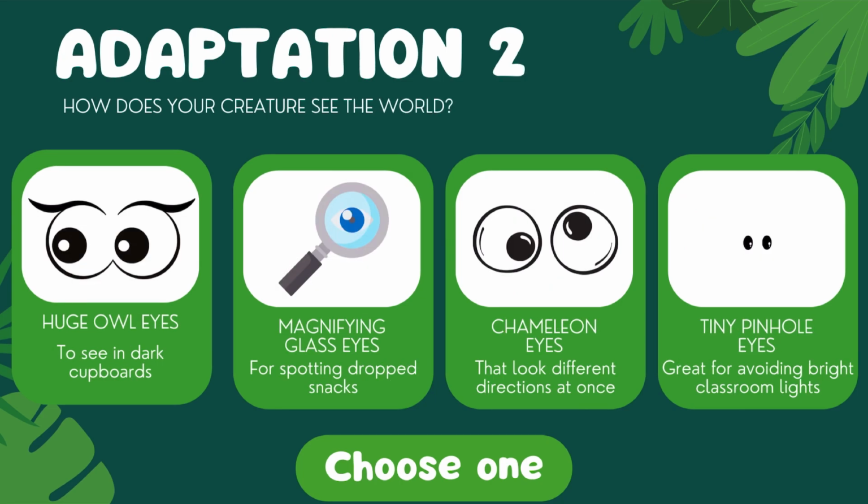So for our next adaptation, so the next page in your workbook, you need to decide how your creature sees the world. What type of eyes will they have? So again, thinking, is it going to have huge owl eyes to see in dark cupboards? Are they going to have magnifying glass eyes for spotting any of those dropped snacks in the classroom? Will they have chameleon eyes, which look in different directions at once? Or are they going to have little pinhole eyes that are great for avoiding those bright classroom lights? So again, pause the video here until everyone in your class has made a decision about how their creature is going to see.